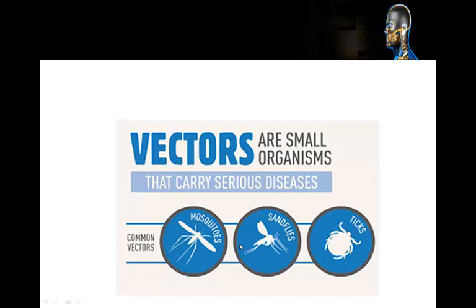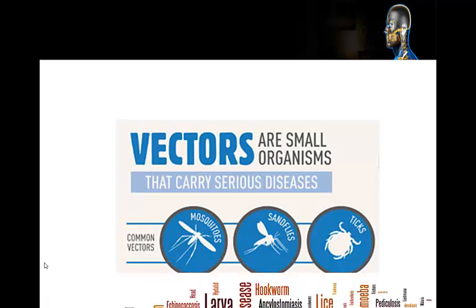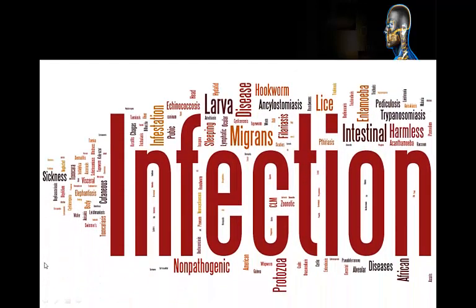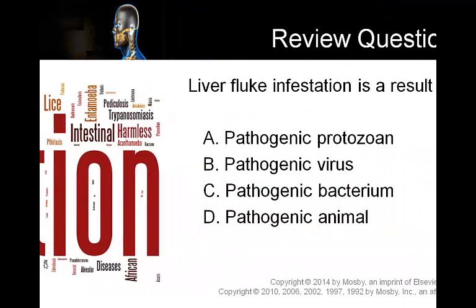This is a slide from the World Health Organization and their campaign to help decrease exposure by vectors. So mosquitoes, sandflies, ticks can be common vectors. And just by themselves, parasitic infections, there are hundreds and hundreds of types of infections that are carried by animals, vectors, and parasites.